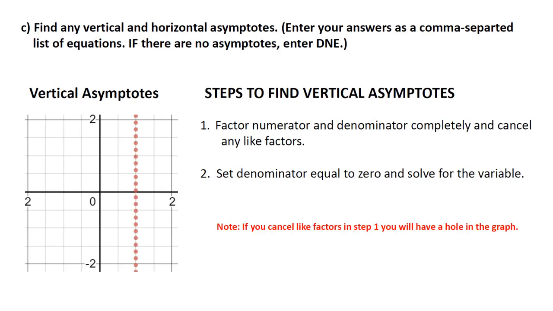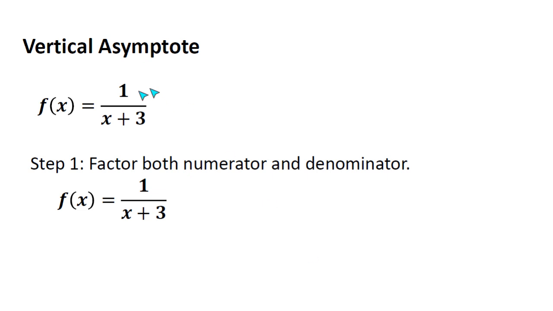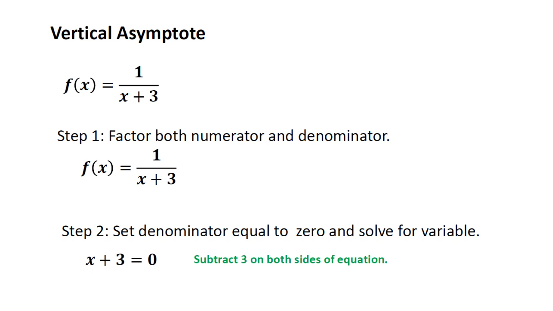Now the vertical asymptotes, these are the steps to finding it. First, you want to factor the numerator and the denominator. And then we're going to set the denominator equal to 0 and solve for the variable. If you happen to cancel a factor, then you're going to have a hole in the graph. So here's my example, right? So I'm going to factor both the numerator and denominator. They're already factored. There's nothing more I can do there. Set the denominator equal to 0. So x equals -3 is a vertical asymptote. And we represent those with a dotted line through x equals -3.